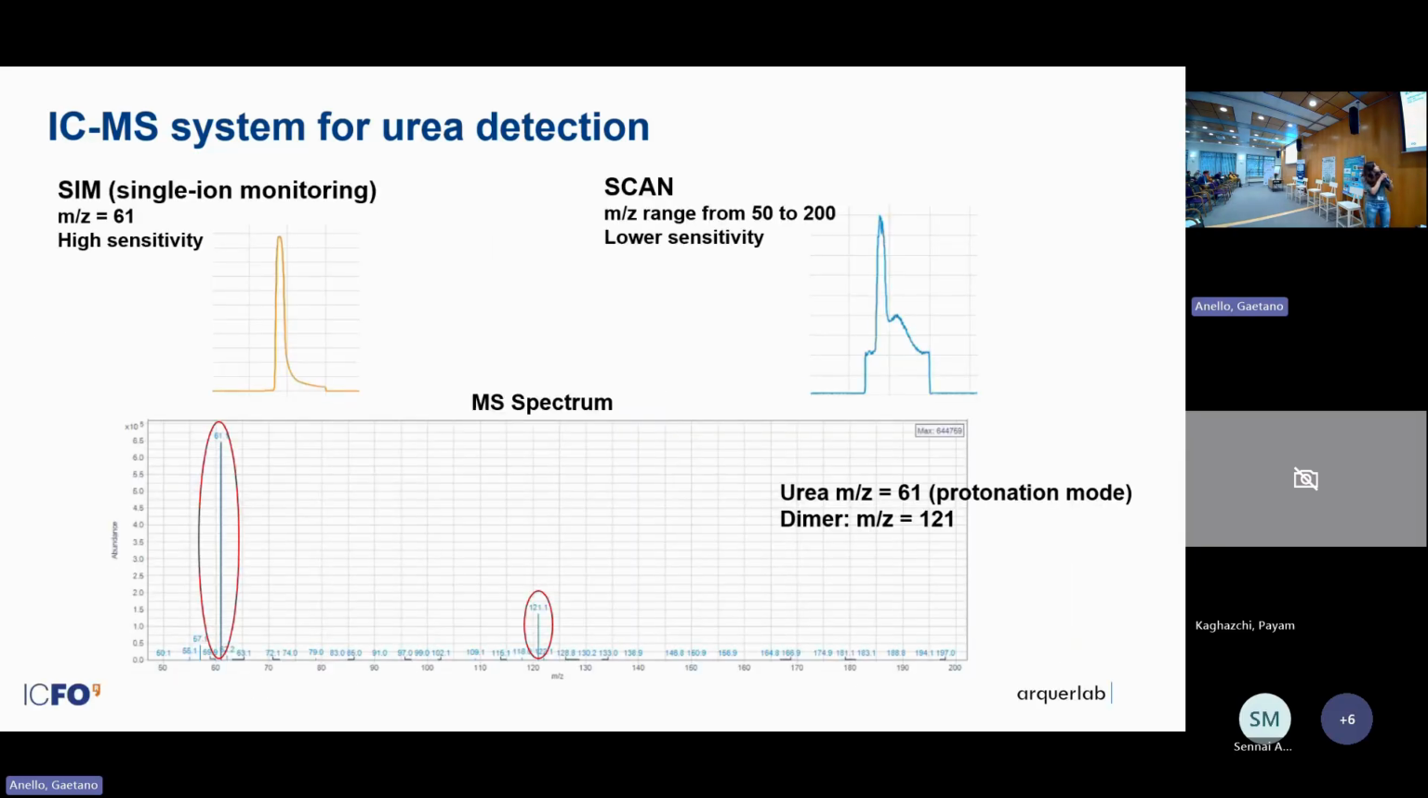We detected in the single ion mode and in the scan mode. So we are monitoring the urea mass-to-charge ratio of 61 because it happens in the protonation mode. And we can detect the urea and its dimer, which is at 121 as well.